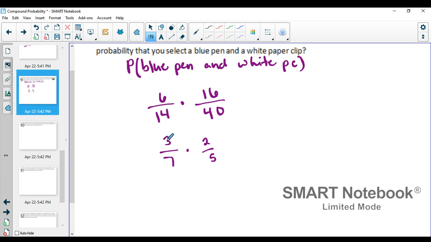And now multiplying, you multiply the denominator. So 3 times 2 is 6. 7 times 5 is 35. And then that doesn't simplify. So the probability of picking a blue pen and then a silver paper clip is 6 over 35.